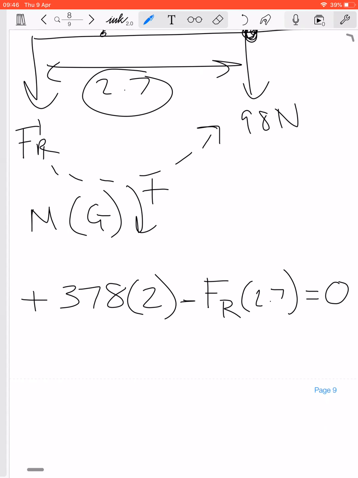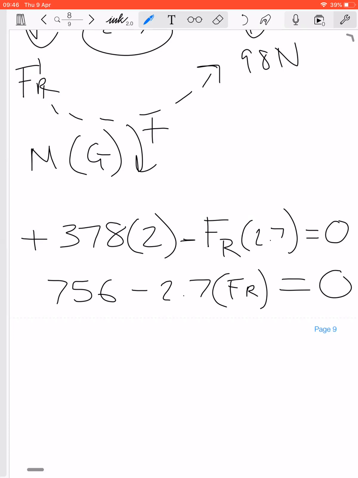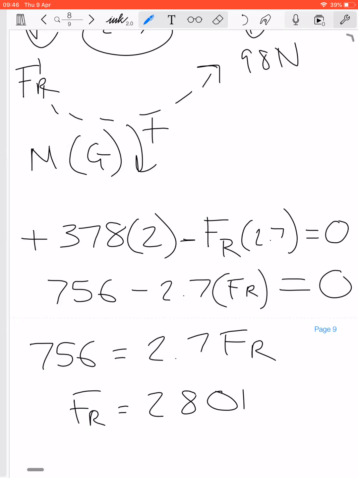Right, now let's prove and see if we get the same answer as our other method. So 378 times by 2 is 756, and it's still positive, minus 2.7 times FR. You didn't need the brackets there, but I just did it, equals 0. Let's rearrange. So 756 equals 2.7 FR. Divide both sides by 2.7. And hey ho, you get 280 newtons.